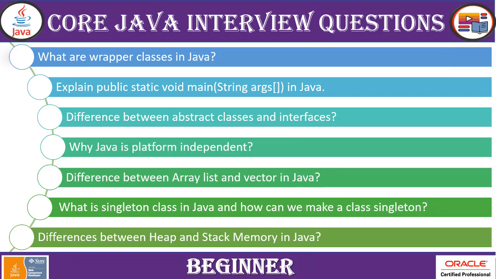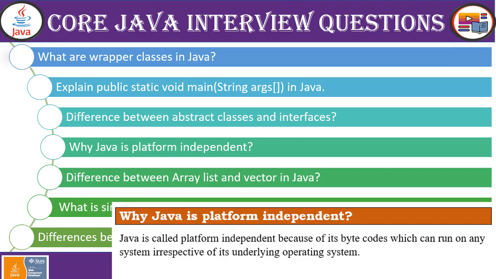Next is why Java is platform independent. A very simple and precise answer is Java is called platform independent because of its bytecodes, which can run on any system irrespective of its underlying operating system.